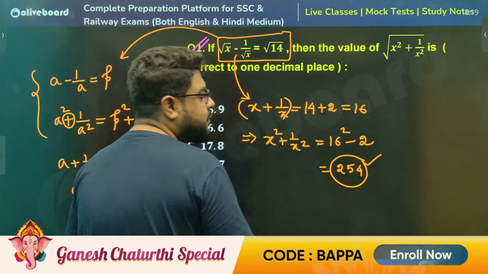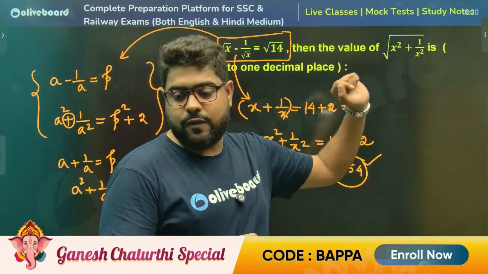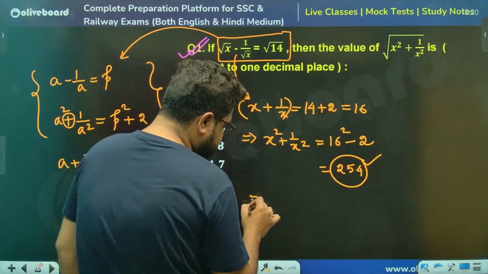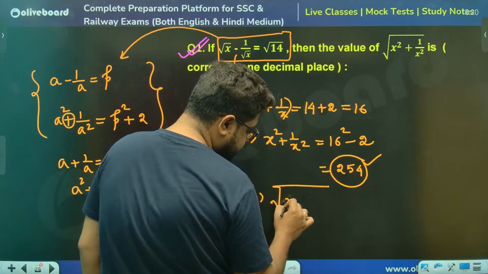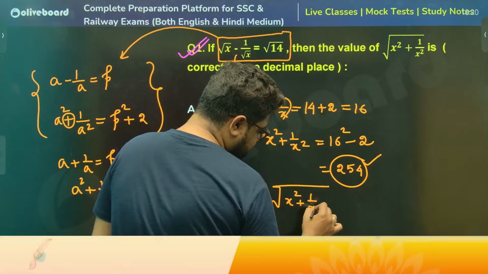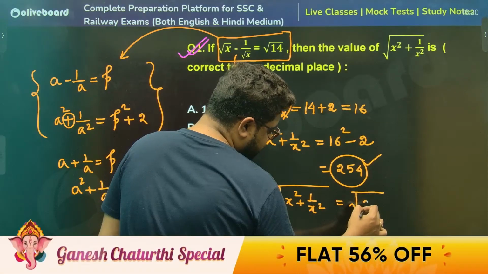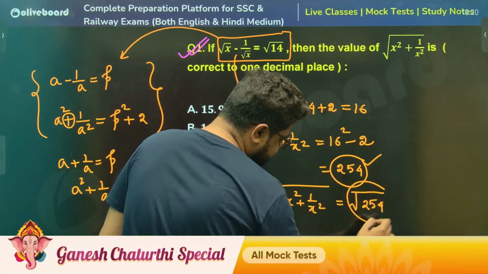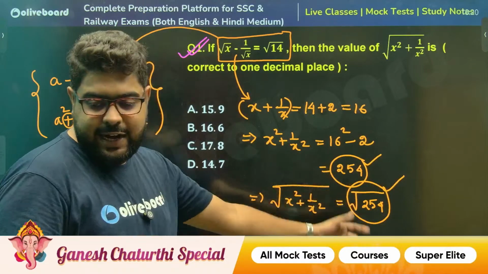It is 254. But again, they are asking root over of this. So root over of this is going to be root over of 254. Now you will say, sir, I don't know what that is.